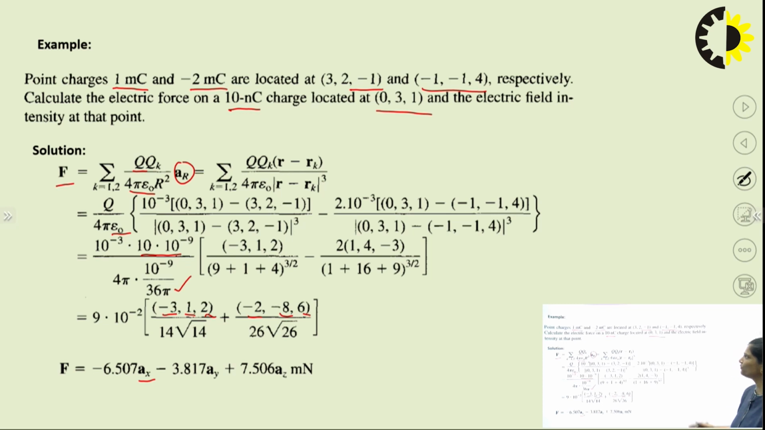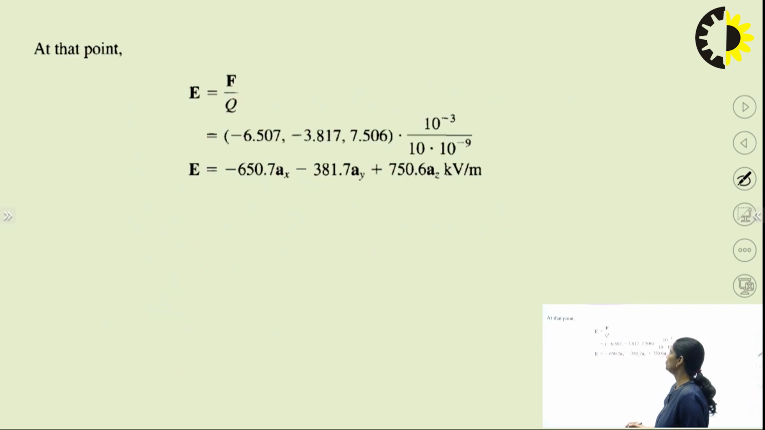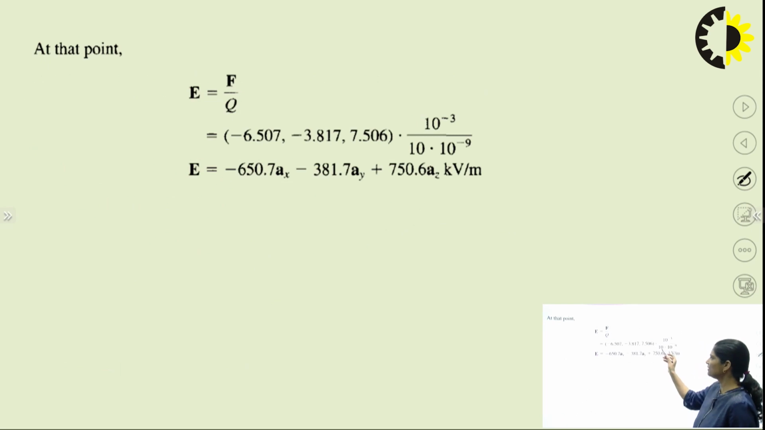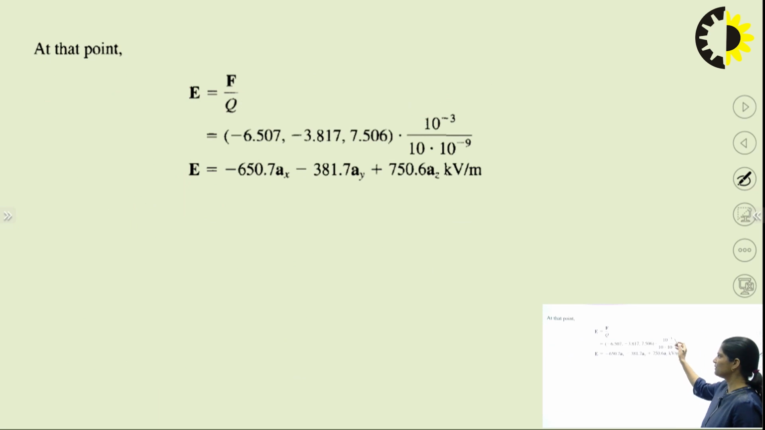Now you have to find out the electric field intensity, and you all know the formula of electric field intensity, that is equal to what? E is equal to F upon Q. Q, as given in the question, is 10 nano Coulomb, so put 10 into 10 to the power minus 9. The force is in milli-Newton, so put milli equal to 10 to the power minus 3.